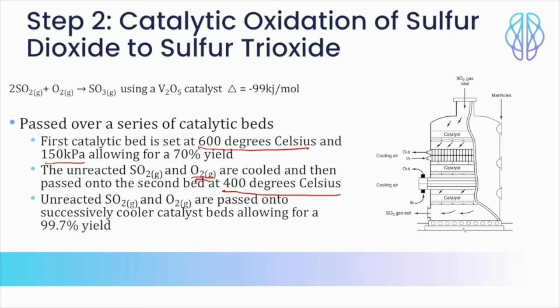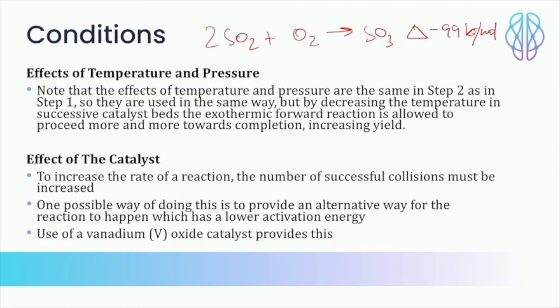So basically, we go from 600 degrees Celsius initially to a much cooler catalytic bed, and you'll see why in the next slide. Overall, we get a reaction yield of 99.7% at the end of the reaction, and we get some pretty pure sulfur trioxide gas.